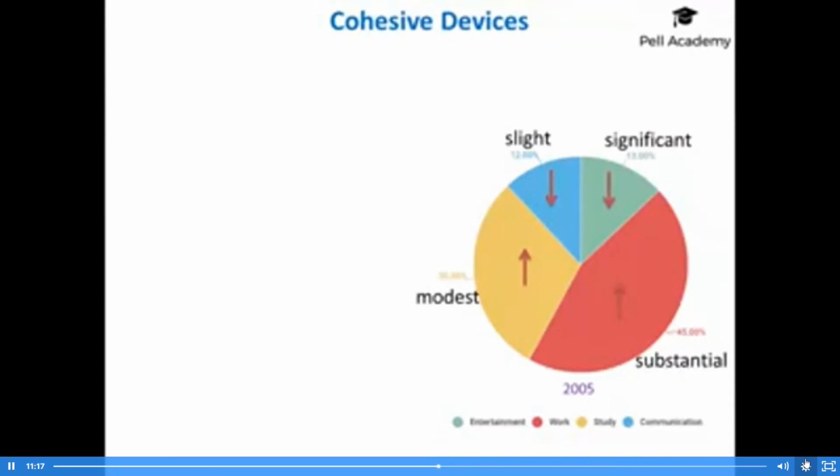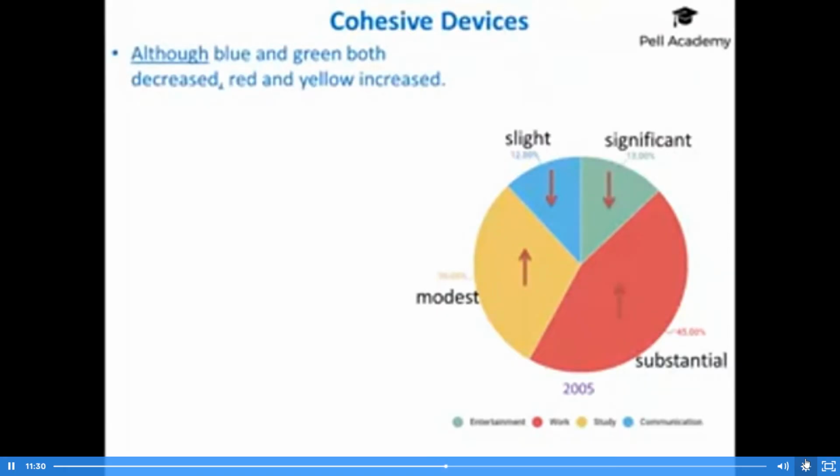And whenever you're ready, press play again, and I'm going to show you 4 examples of how you could do this. Right, so number 1 is this. Although blue and green both decreased, red and yellow increased. Now, of course, you're not going to be using the words blue, green, red, yellow. You're going to be using the actual category names. But this is just to explain to you.